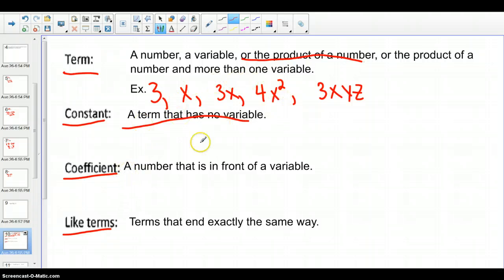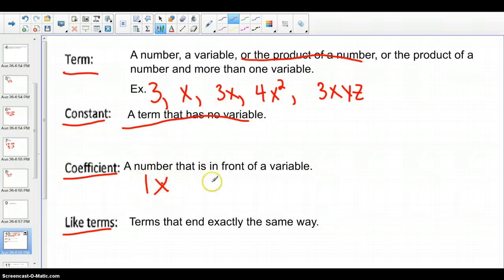These other examples contain something called a coefficient. It's a number that is in front of a variable. So when I look at x up here, it has nothing in front of it. I'll just write down x right here. If I look at x, there's nothing there, so really what it is it's 1x.